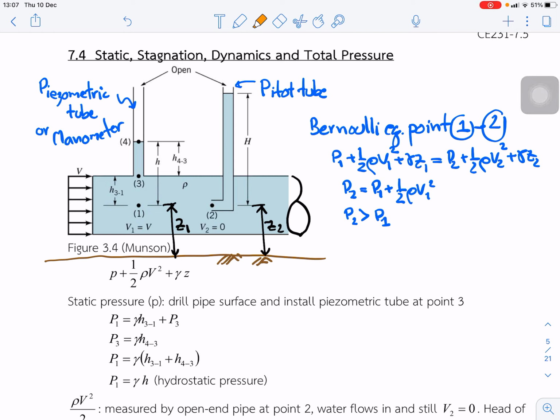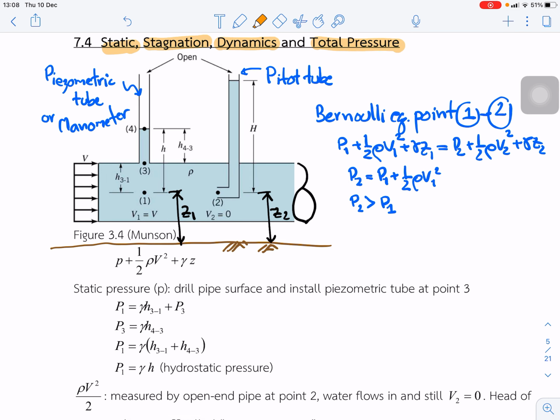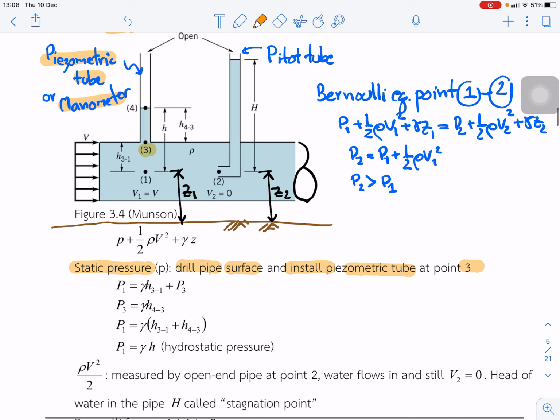Next section is 7.4: static, stationary, dynamic, and total pressure. Okay, this is static pressure. How to measure? We drill the pipe surface and install a piezometric tube at point 3. This is point 3. We install the piezometric tubes, or we call it a manometer, and from this we can measure the static pressure P1.